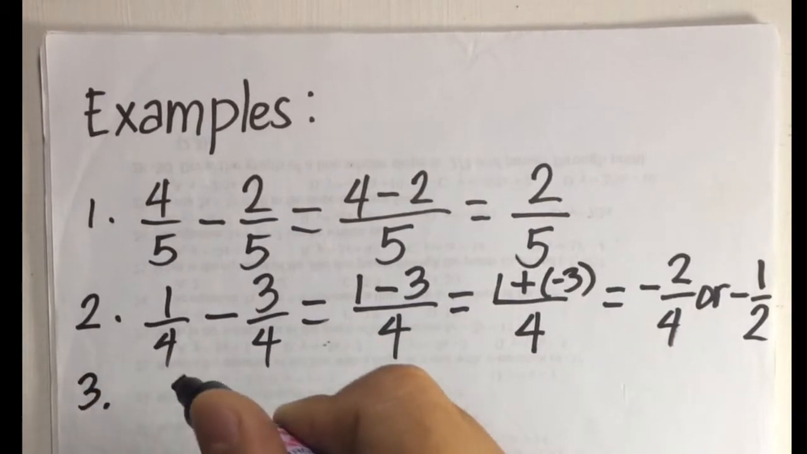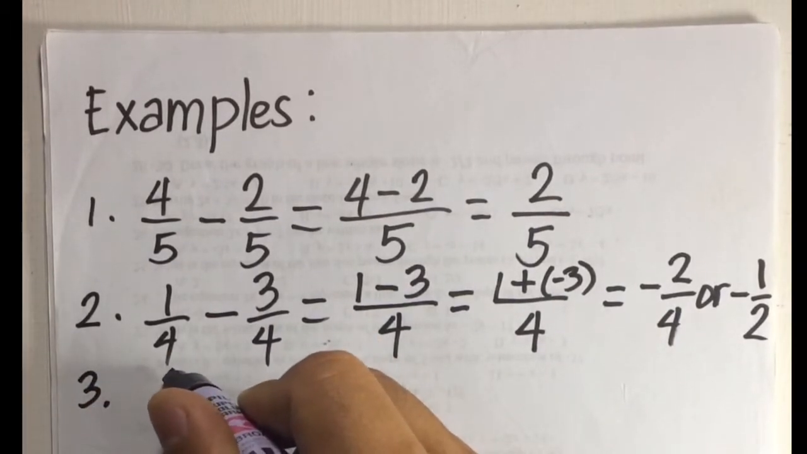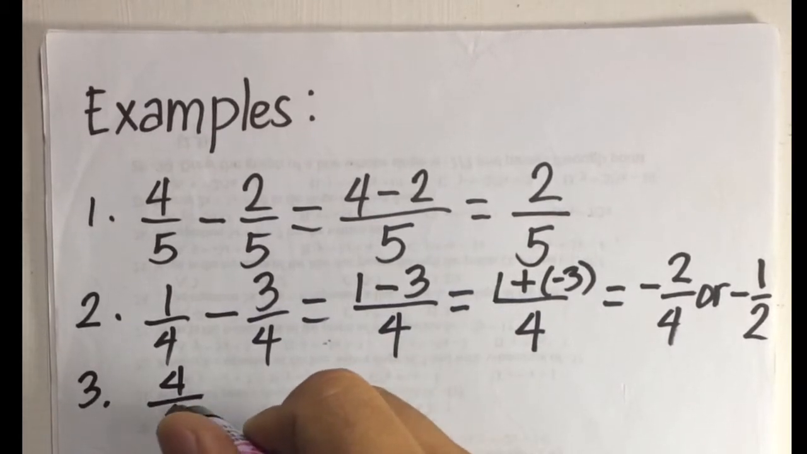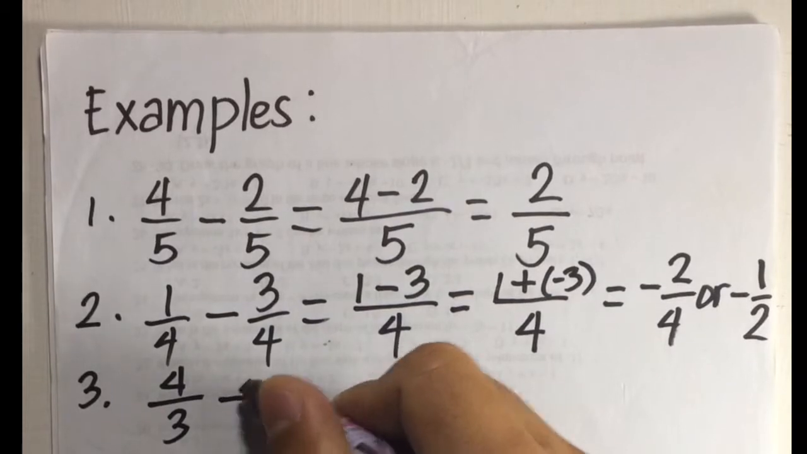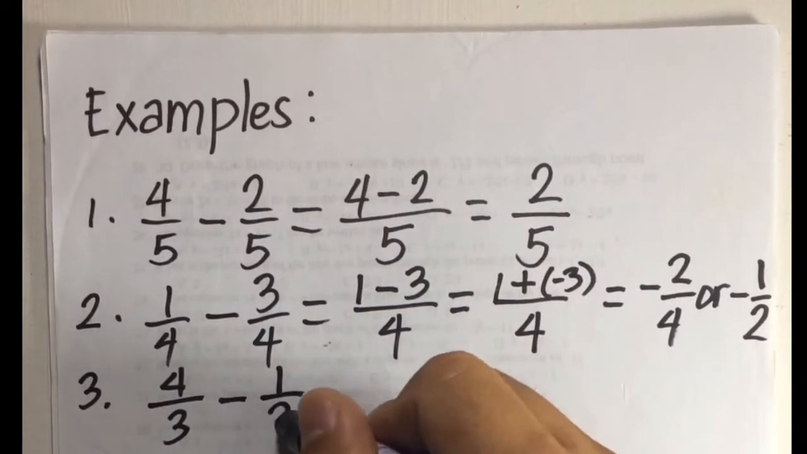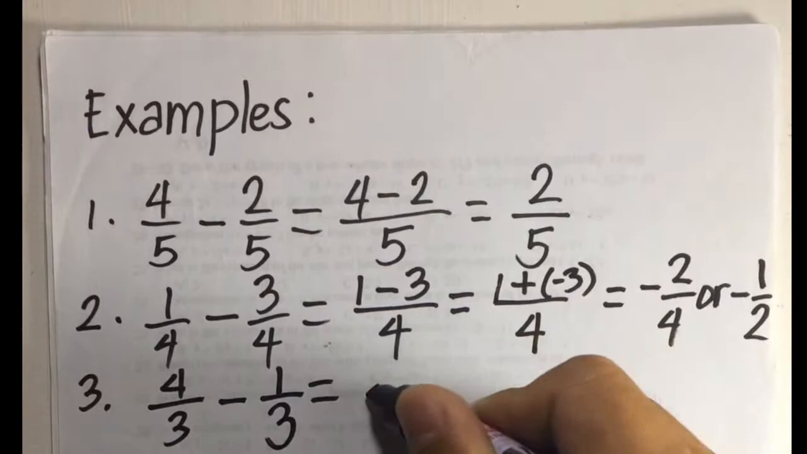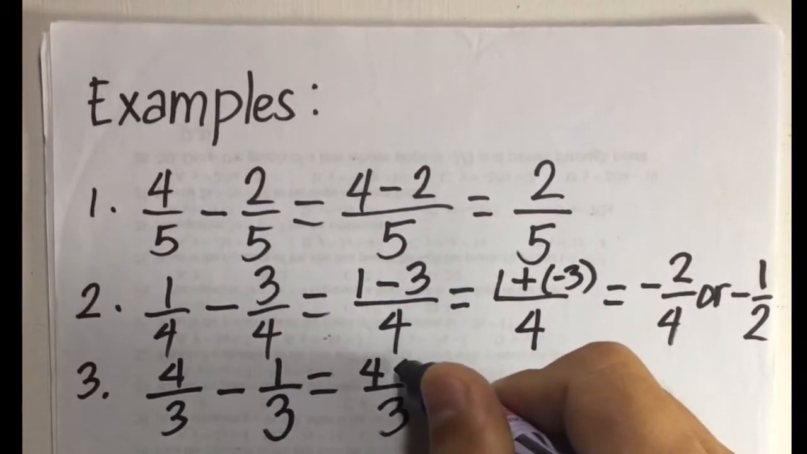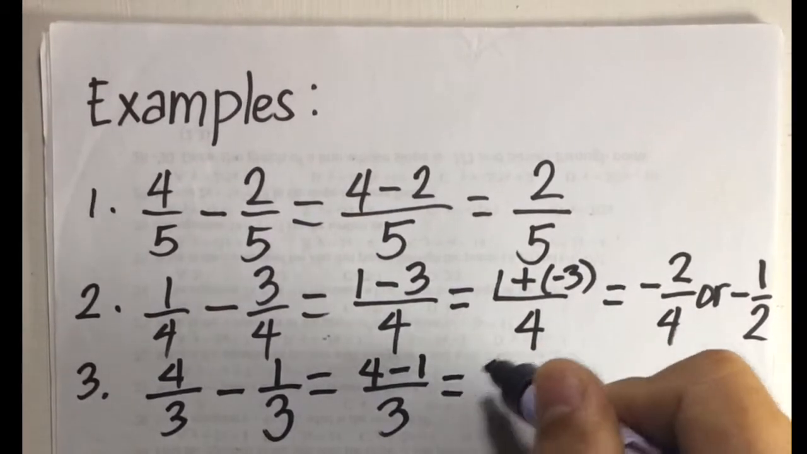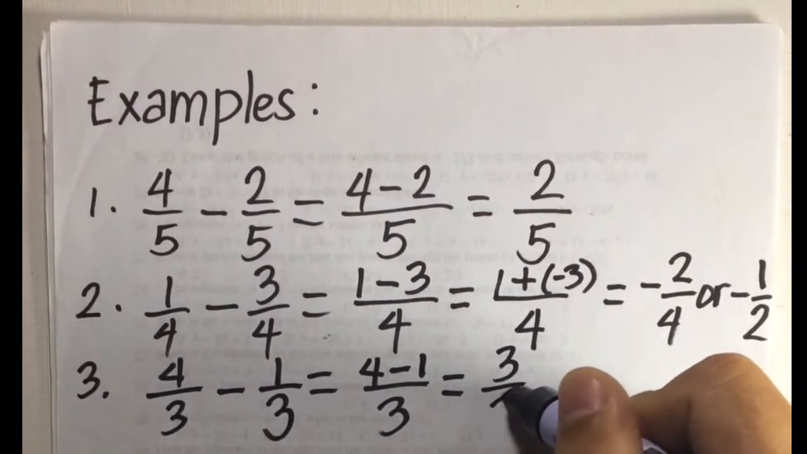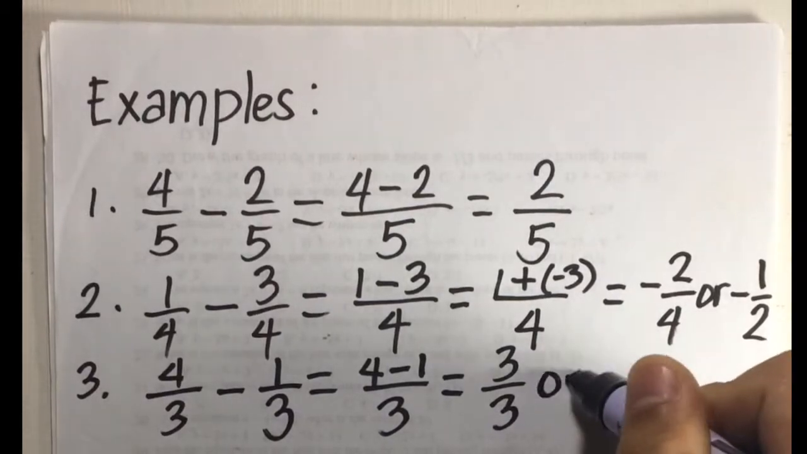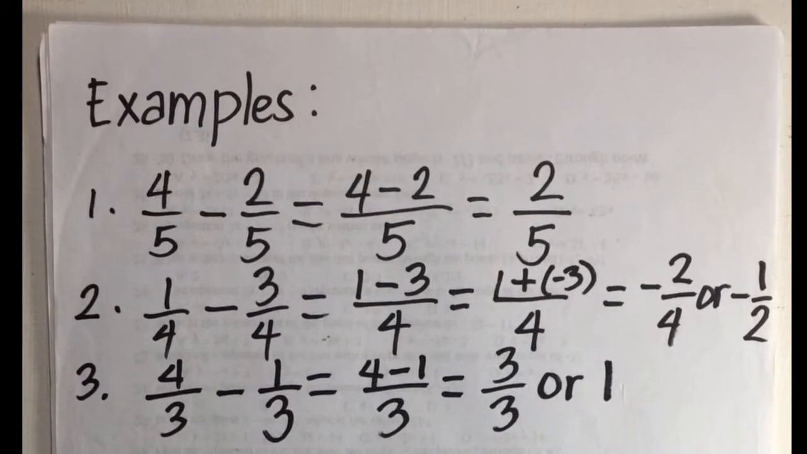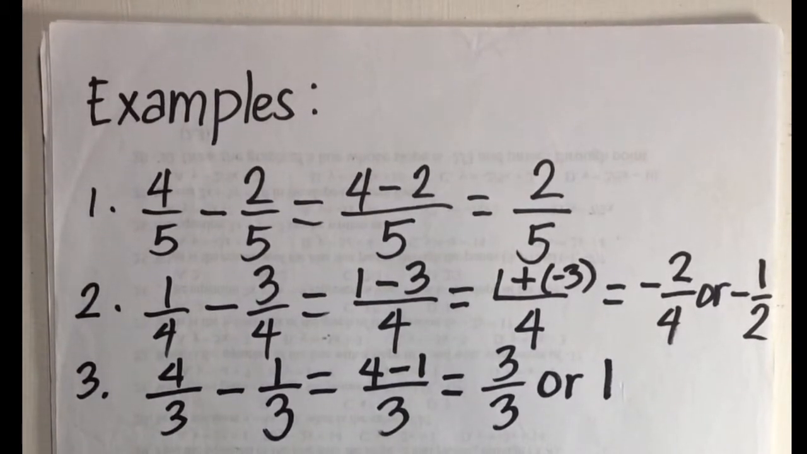Next, let's have 4 over 3 minus 1/3. So copy the denominator 3, then 4 minus 1, that will be 3, denominator 3, 3 over 3, or 1. 3 divided by 3 is 1. So this is just the same as addition of fractions.